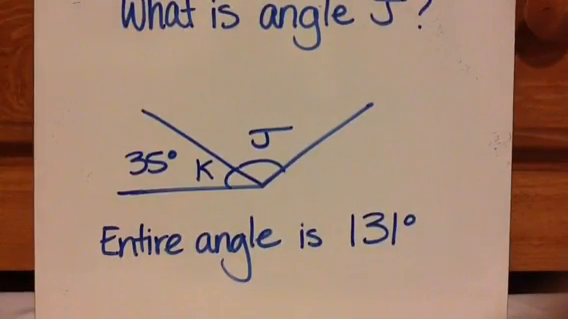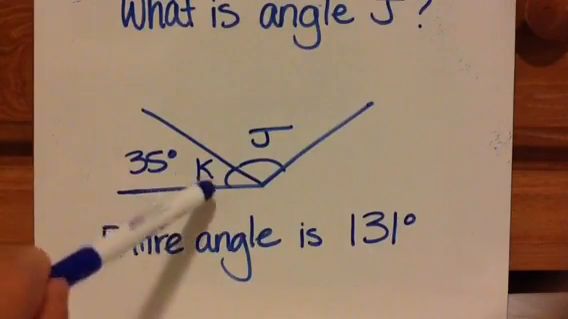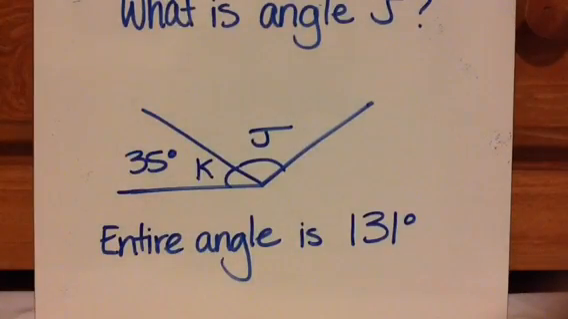What is the measurement of angle J? So they give you a piece and they tell you the entire angle is 131 degrees. So I want you to press pause and draw a strip diagram that represents what's going on and then solve. Press play when you're ready to check.